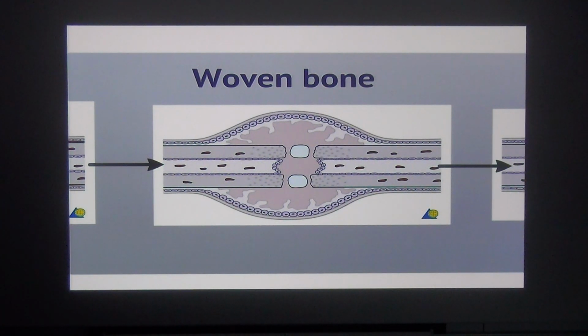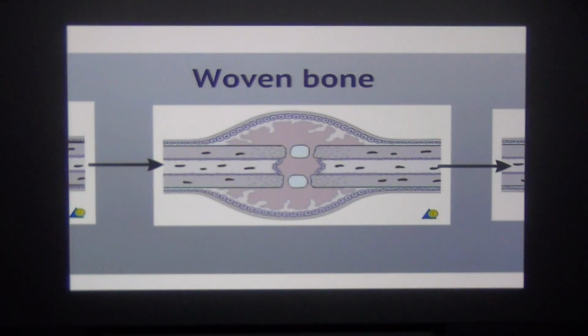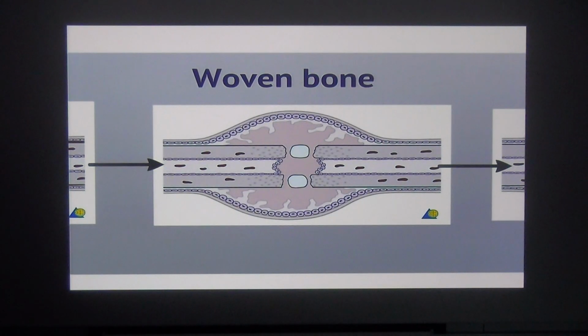Woven bone and fibrous tissue are basically the same thing. They're really, really similar. The only difference is that one gets calcified and one gets mineralized. The calcified one is just calcium coming into it, and woven bone gets ossified with hydroxyapatite. So it's actually the crystal that goes into the type 1 collagen. That's the only difference between calcified fibrocartilage and woven bone.